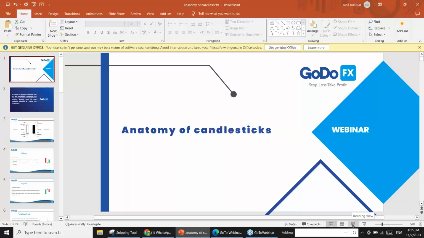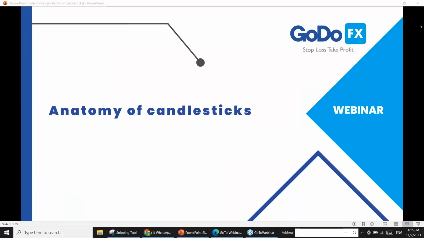So today I'm gonna talk about the anatomy of candlesticks. A webinar on anatomy of candlesticks aims to help participants understand and interpret candlestick charts for financial analysis, enabling them to make informed decisions in trading and investment.